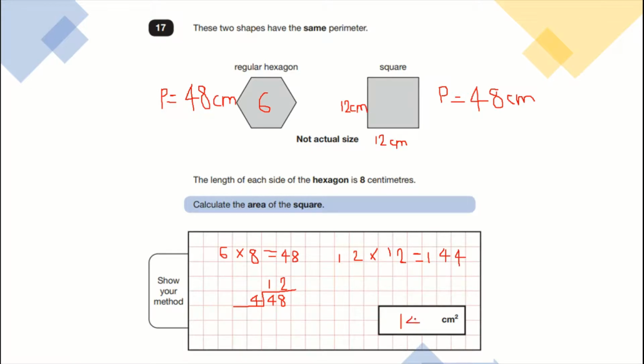Now you must show your working out for this. In the exam you would even get a box like this which says show your method in. Even if you don't get the correct answer, you can still get marks for your working out, so remember to show your working.